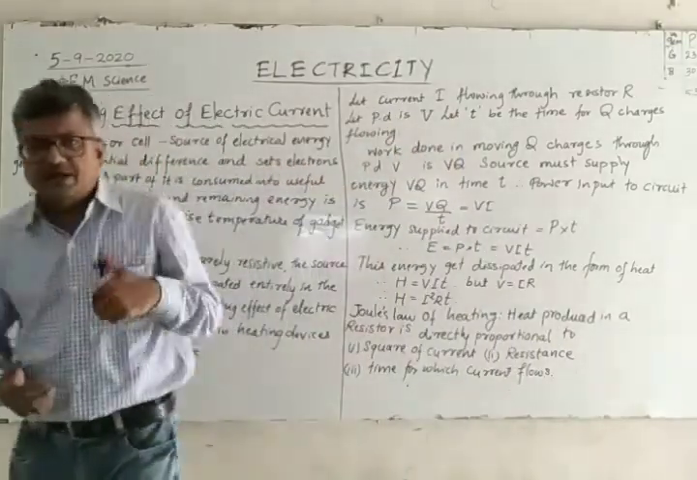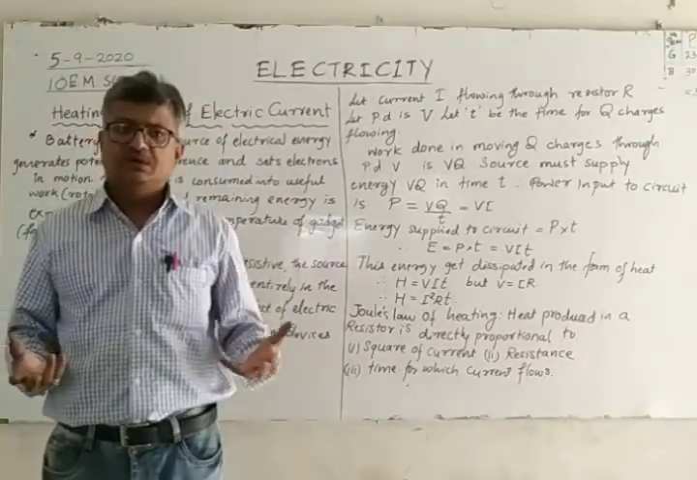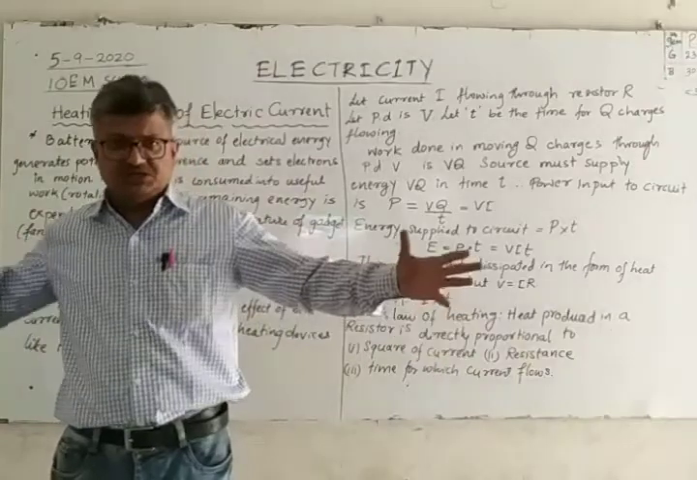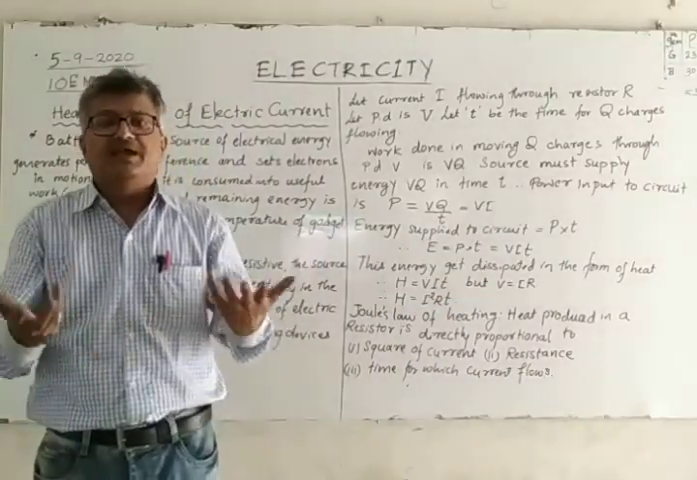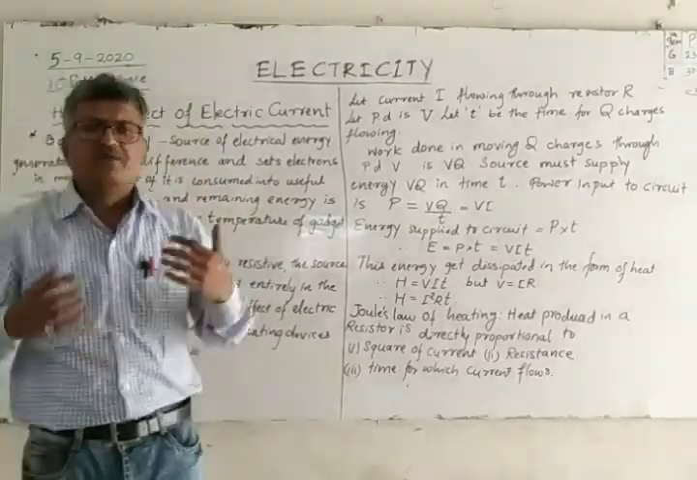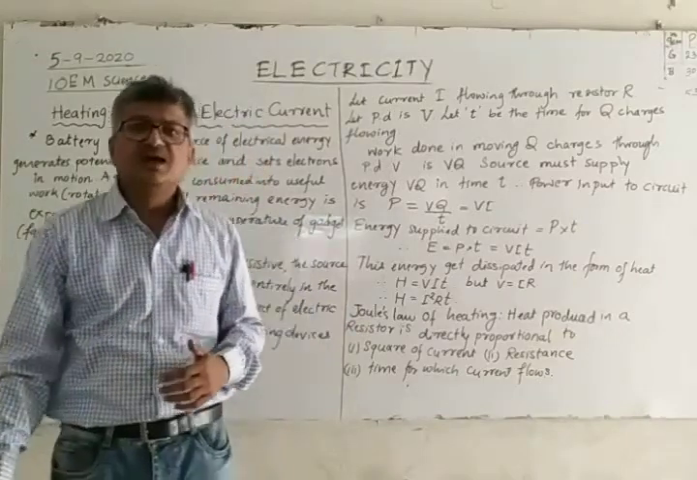This property can also be used for useful work. For example, if the resistance is high, then the friction experienced by the electrons is more and more heat is produced. So we can use such a property for making devices which produce heat.